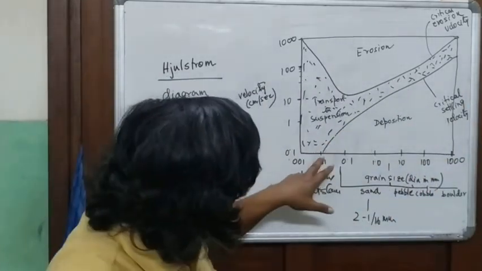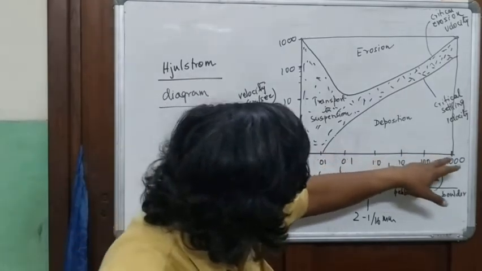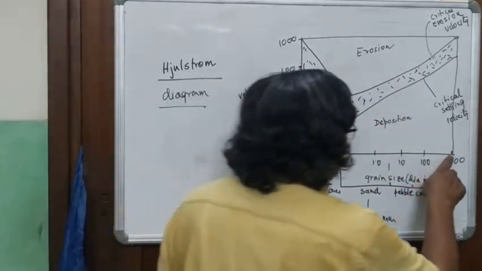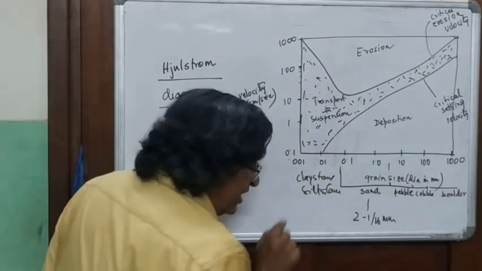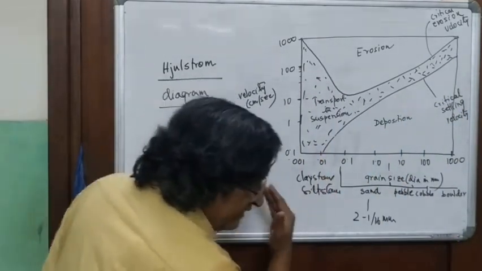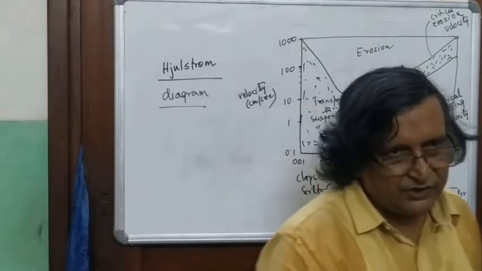And remember, it is very simple. The settling velocity is high for boulders and the settling velocity is very low for finer-grained materials, which is understandable and also logical.